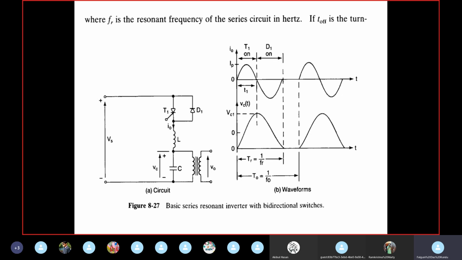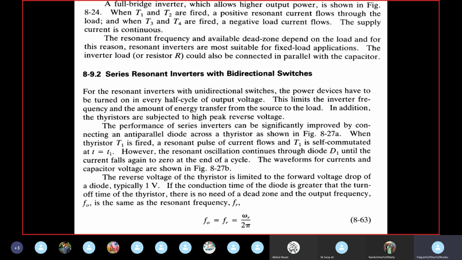If the conduction time of the diode is greater than the turn off time of a thyristor, that means there is no need of a dead zone, and the output frequency, which is considered as f naught, is the same as the resonant frequency. That is, f naught is equal to fr, which is equal to omega r by 2 pi.